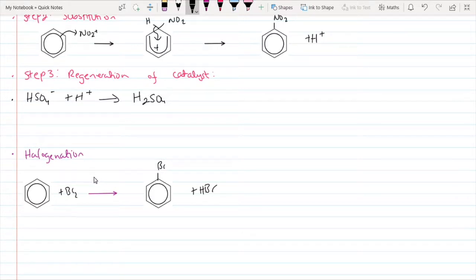Now, the reagents and conditions for this reaction are that we again require a catalyst, and the catalyst here has a fancy phrase: it's called a halogen carrier. So our halogen carrier would be FeBr3 for this example, and the condition would be room temperature and pressure.